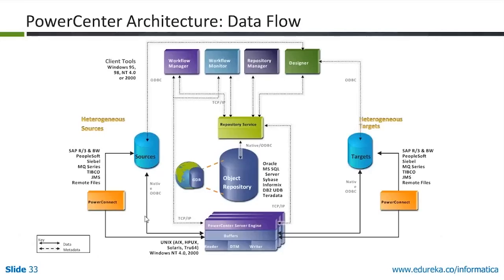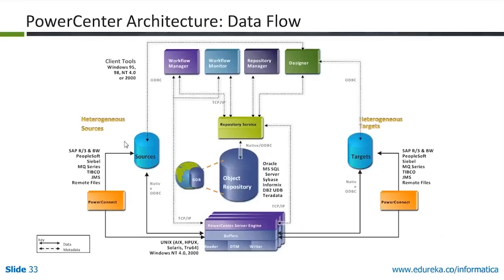So it connects to the source to get that source data. It connects to the target to push the target data. Then it uses the Power Connect. As I said, it was the connectors, right? So this is basically called Power Connect. The name was given a lot earlier, but these are basically a set of drivers available to connect to different sources and targets, right? SAP R3, BW, PeopleSoft, Siebel, MQ, TIBCO, JMS, remote files, etc.